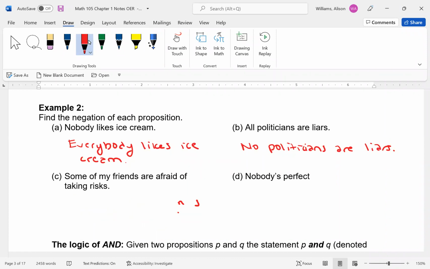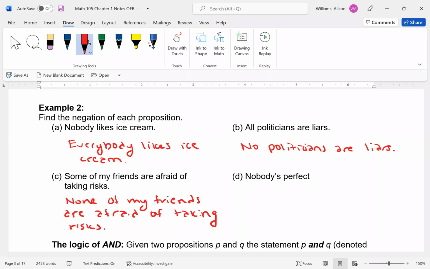There we go. And instead, what you want to say is that none of my friends are taking risks. That's a negation. Or you could have said all of my friends are taking risks instead of just some. But in order to actually negate it, we have to give an opposite true or falseness to it. Okay, "nobody's perfect." "Everybody's perfect."